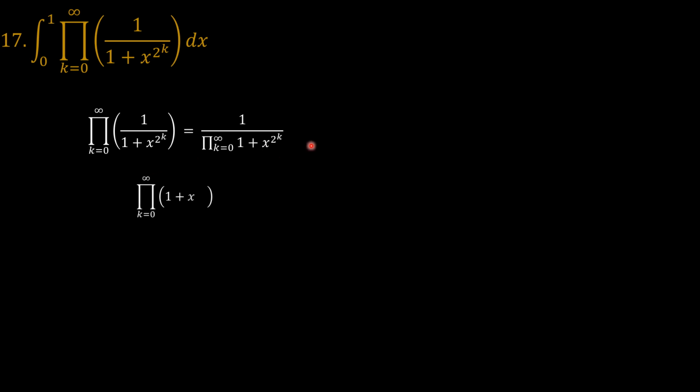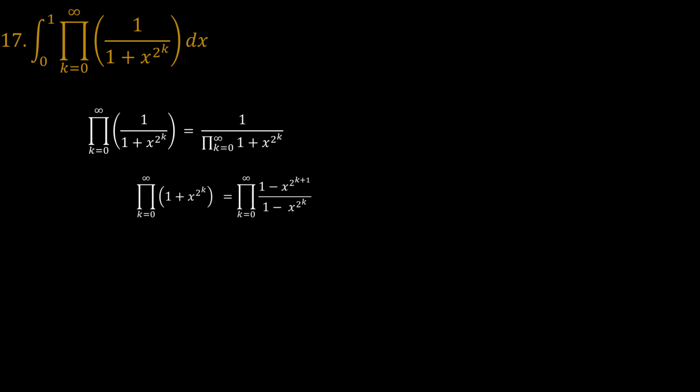Now focusing on that denominator, 1 plus x to the power 2 to the power k, this is the same as 1 minus x to the power 2 to the power k plus 1, over 1 minus x to the power 2 to the power k, such that in the numerator, when you use the difference of two squares, you always have 1 minus x to the power 2 to the power k, and then 1 plus x to the power 2 to the power k, so that the 1 minus x to the power 2k cancel out, and you remain with this. And so what you see here essentially is that this is a telescoping product.